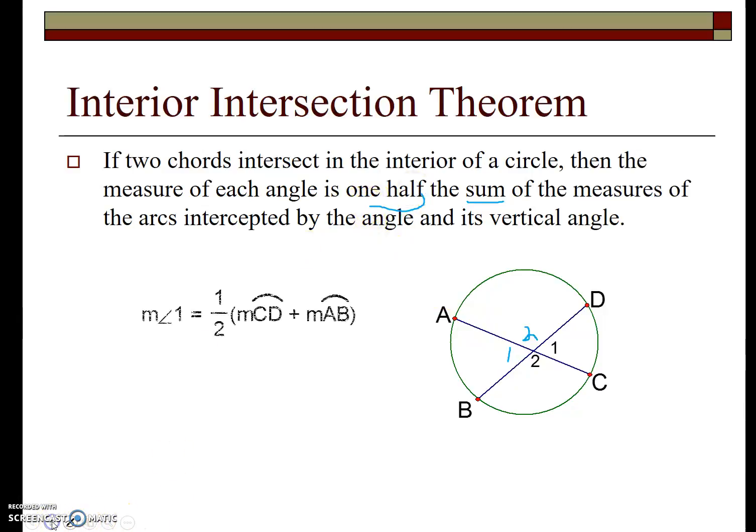So let's look at that in some words here. Angle 1 is 1/2 the arc DC plus arc AB. So we're going to add them together and cut them in half. Angle 2 is going to be found the same way, except there's the 2 other arcs. So AD plus BC is going to be the measure of angle 2. So that's what we get right there.